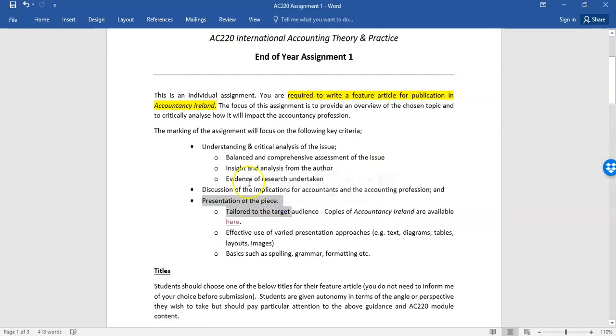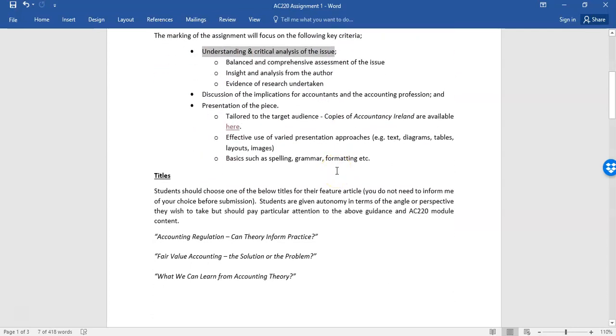So presentation of it, but also your understanding. So you have 3 possible titles that you can use. I don't mind which one you take, and you don't have to inform me beforehand which one you take. So accounting regulation, can theory inform practice? So what I expect students there is to show their knowledge of what the accounting regulation theories are. We've talked about them. And what are the current issues in practice in terms of accounting regulation? And you can bring in audit regulation as well as accounting regulation, because they're very much linked together.